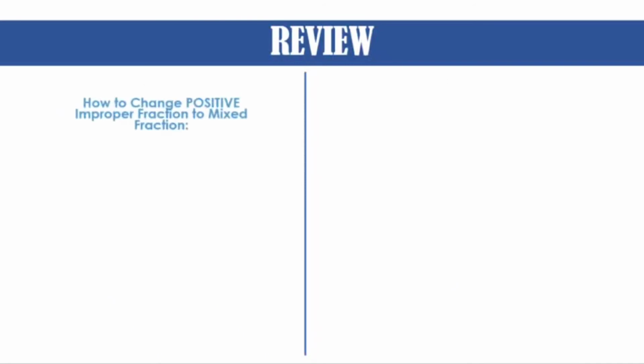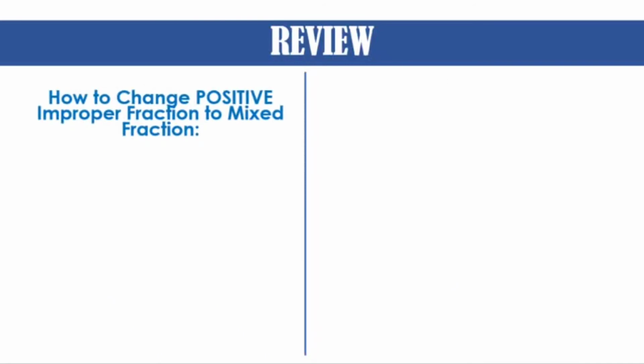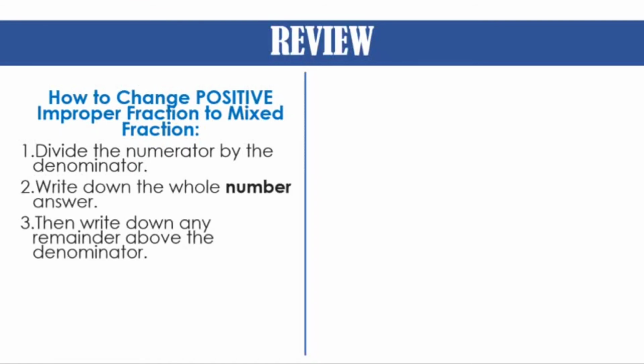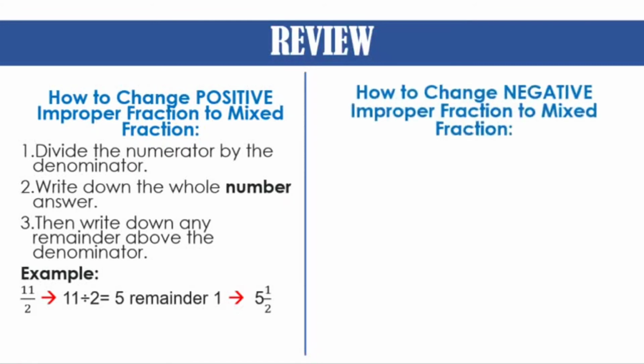Let's have another review. How to change a positive improper fraction to a mixed fraction. First, divide the numerator by the denominator. Write down the whole number answer. Then write down any remainder above the denominator. For example, 11/2. 11 divided by 2 is equal to 5 remainder 1. So the answer is 5 1/2.